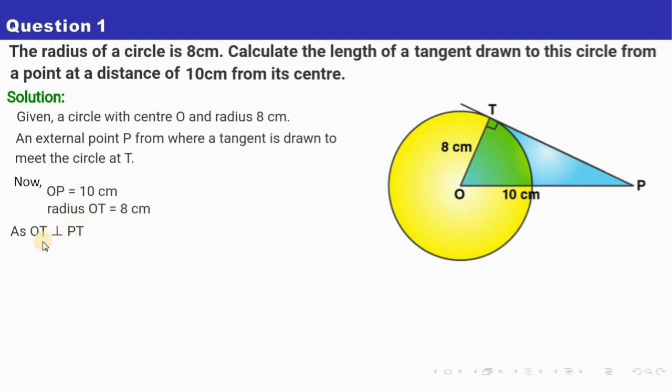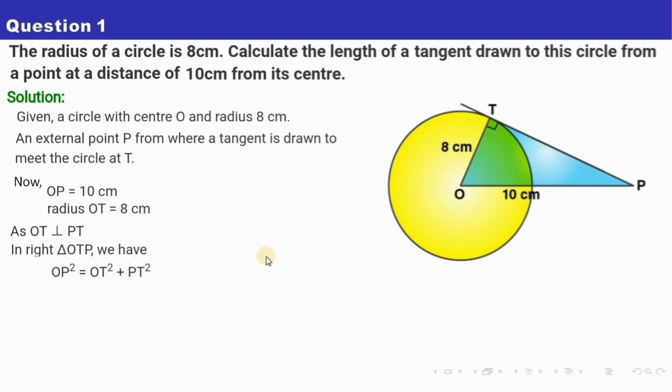As OT is perpendicular to PT, in right angle triangle OTP, according to the Pythagoras theorem, we have hypotenuse square equals perpendicular square plus base square. Now this is my 90 degree, so the side opposite to this is called the hypotenuse, that is OP is my hypotenuse. So it is written OP square, that is hypotenuse square, equals OT square plus the remaining side, that is PT square.